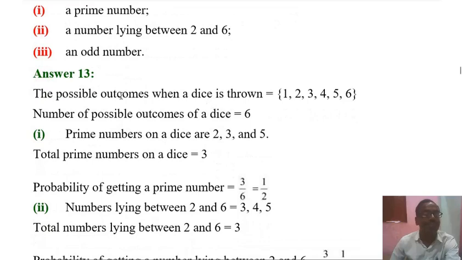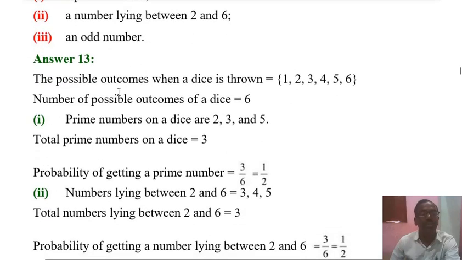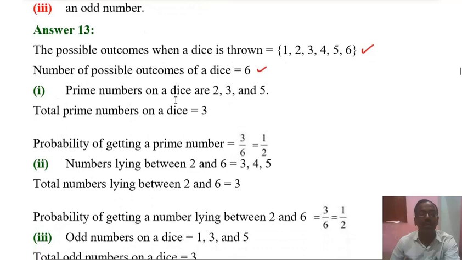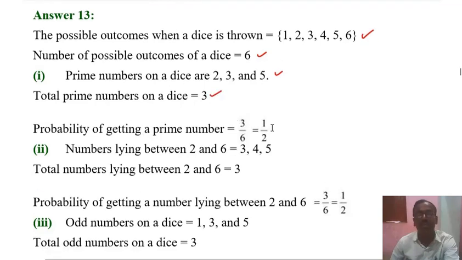Let's see the solution of this question. The possible outcomes when a dice is thrown are 1 to 6. The number of possible outcomes of a dice is 6. Prime numbers on a dice are 2, 3, 5. So the number of favorable outcomes here will be 3, and the probability of getting a prime number equals 3 by 6 equals 1 by 2. Already I have discussed this one. And numbers lying between 2 and 6 are 3, 4, 5, already I have discussed.